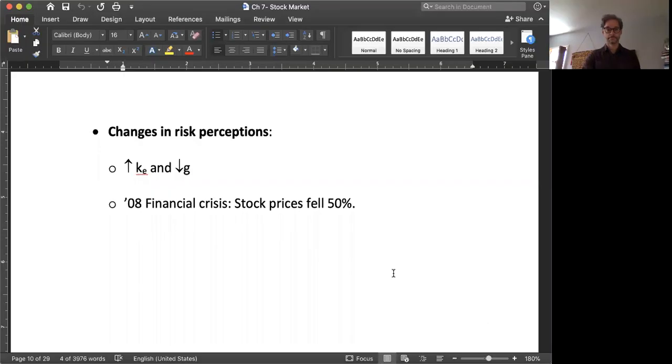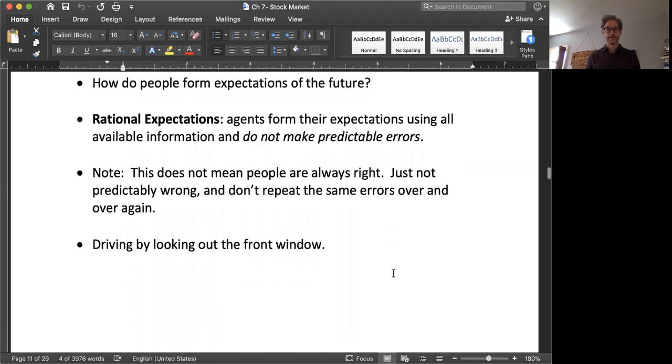And I'll argue that, yes, there's a lot to support this theory, but then there's also a lot to question about this theory. And that is the theory of rational expectations, right? Rational expectations, let me put up the definition here. Rational expectations is the idea that people form their expectations of the future using all available information and do not make predictable errors. Right? Let me say that again. People form their expectations of the future using all available information and do not make predictable errors.